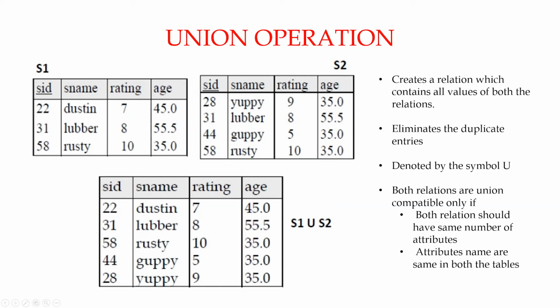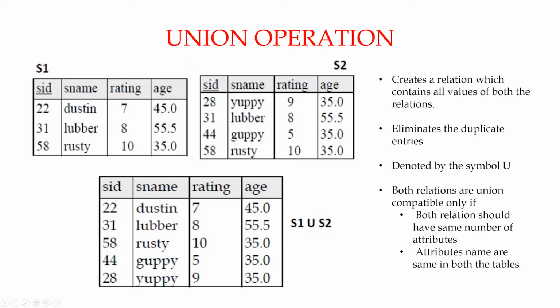Take for example, there are two tables, S1 and S2. S1 contains 3 records and S2 contains 4 records. Now I am applying the union operation here. Just see, the first entry is from S1: student ID 22, student name Dustin, rating 7, age 45. It will check for any duplication in the second table. Is there any value similar to this in the second table? No. So that value will be taken and displayed in the output table: 22, Dustin, 7 and 45.